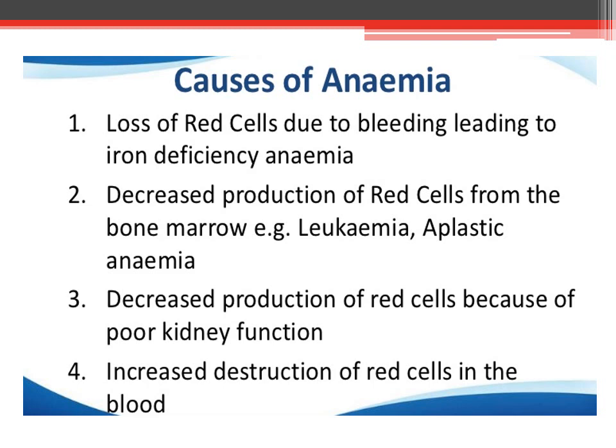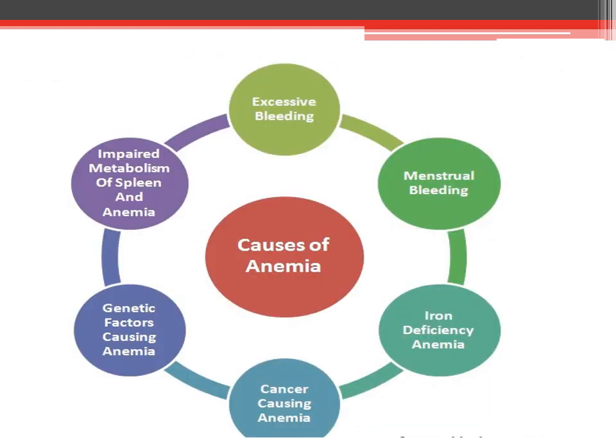Now, what are the causes of anemia? You can write whatever I have classified in the classification. The same thing you can write as: it may be due to bleeding, due to decreased production, due to excessive destruction, and also due to decreased production of red blood cells because of poor kidney function as well. So that can also be one of the causes. You can put it in a diagrammatic form like this.